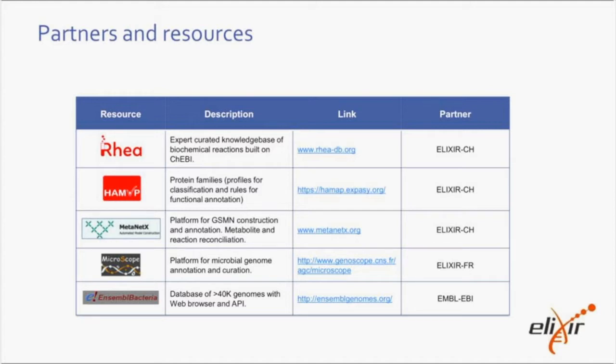MetaNetX is the third resource, and it differs from the others in that it's been specifically designed to support the generation and analysis of genome-scale metabolic networks and models. So it's not a knowledge base per se; it's more of a tool for the creation and manipulation of models. MicroScope is a platform for microbial genome annotation and curation, so that provides gene and genome information and functional annotations. And Ensembl Bacteria is also a genome annotation system or resource with over 40,000 bacterial genomes. So these are the resources which we included in our study of microbial metabolism.